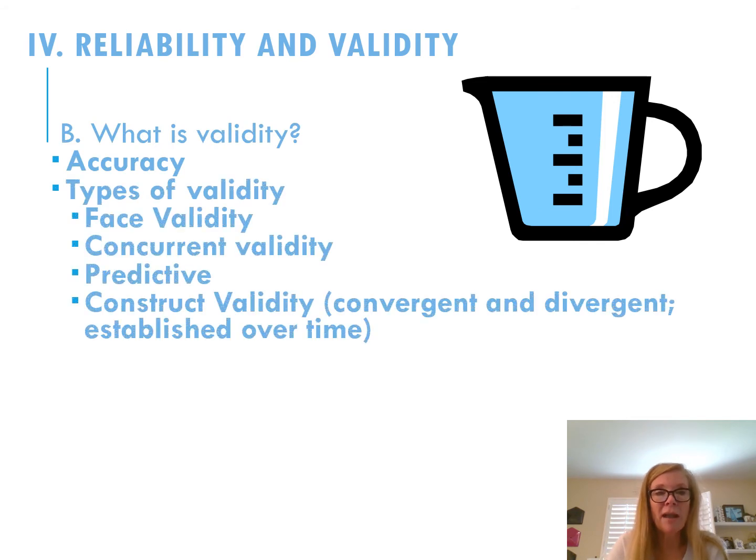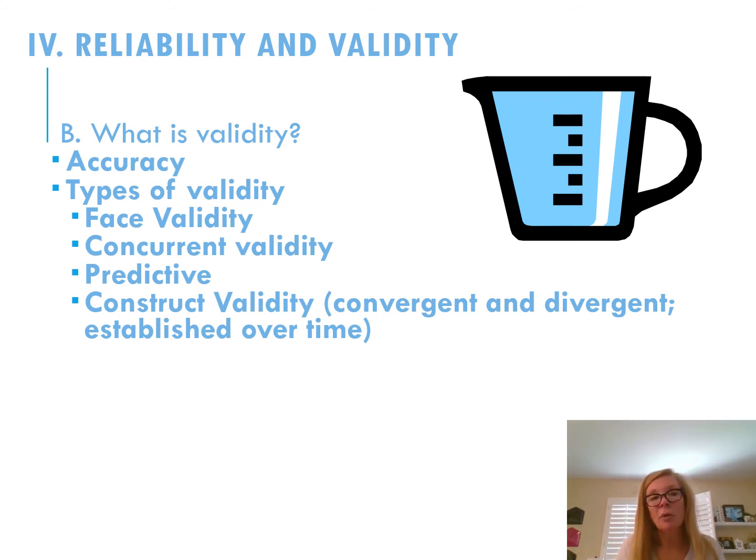So here we are back at the different types of validity. That's face validity. Concurrent validity is when you correlate scores on your measure of focus with scores on another existing measure that measures the same construct.